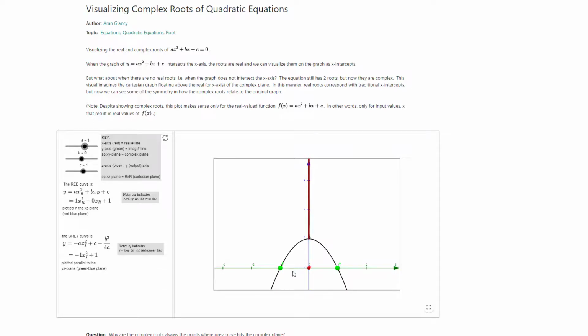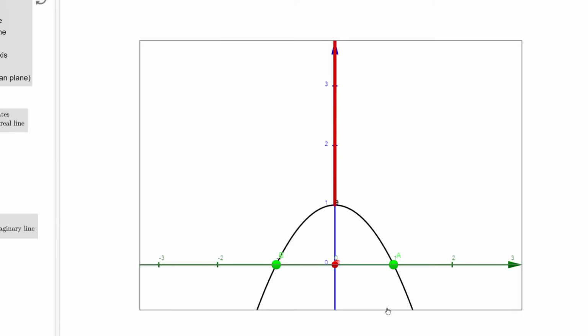You are looking at a different world right now. And if you look at the solutions there, it's kind of hard to see. I wish I could zoom in. Maybe I can. There you go.